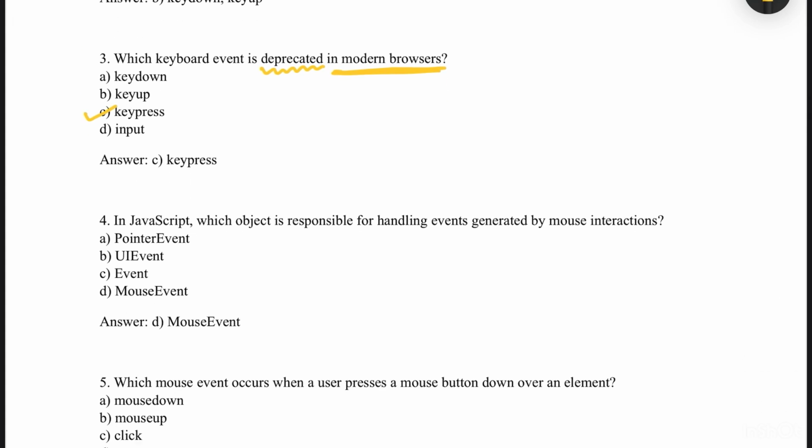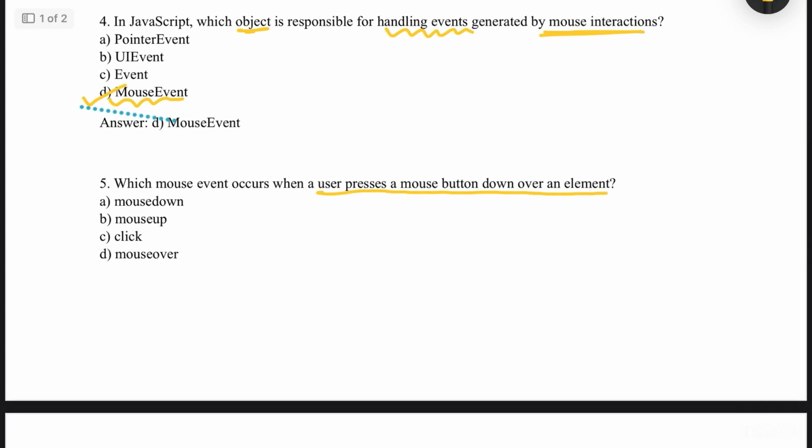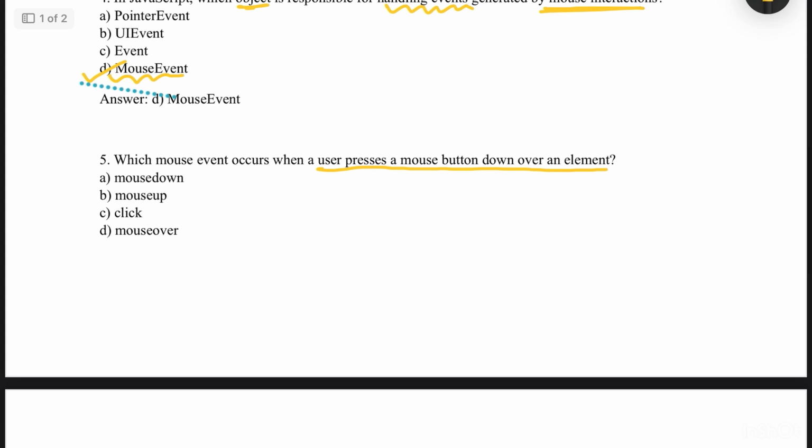In JavaScript, which object is responsible for handling events generated by mouse interaction? Mouse events. Answer D is correct. Which mouse event occurs when a user presses a mouse button down over an element? Option A, the mousedown event. When the user presses the mouse button down, remember it as the mousedown event.